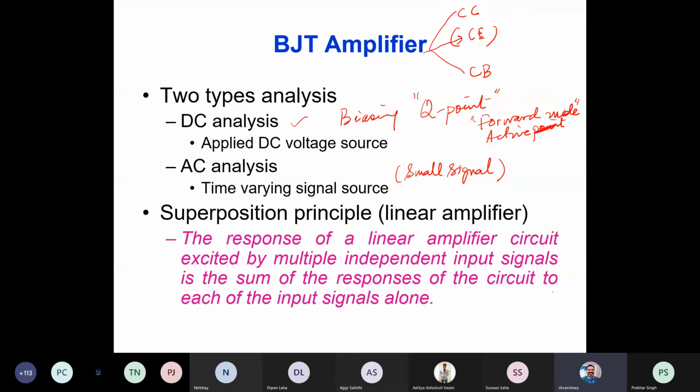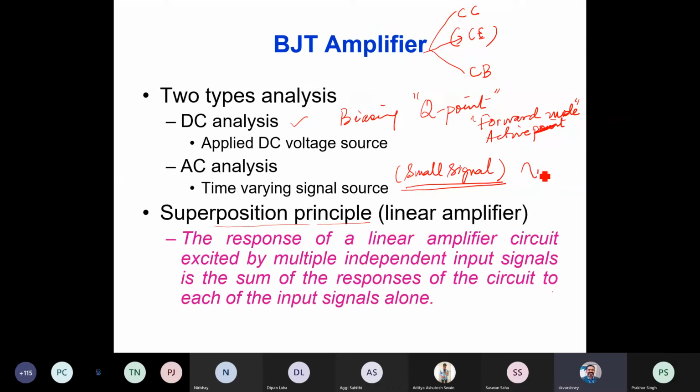Or we can understand it in terms of superposition: any system can be linear if it follows the superposition principle, whether it's electrical, mechanical, optical, or any system. So if you have, let's say, y equals a x1 plus b x2 and so on, with no terms that are not linear, then it follows the simple superposition principle. That is what I mean by a small signal.